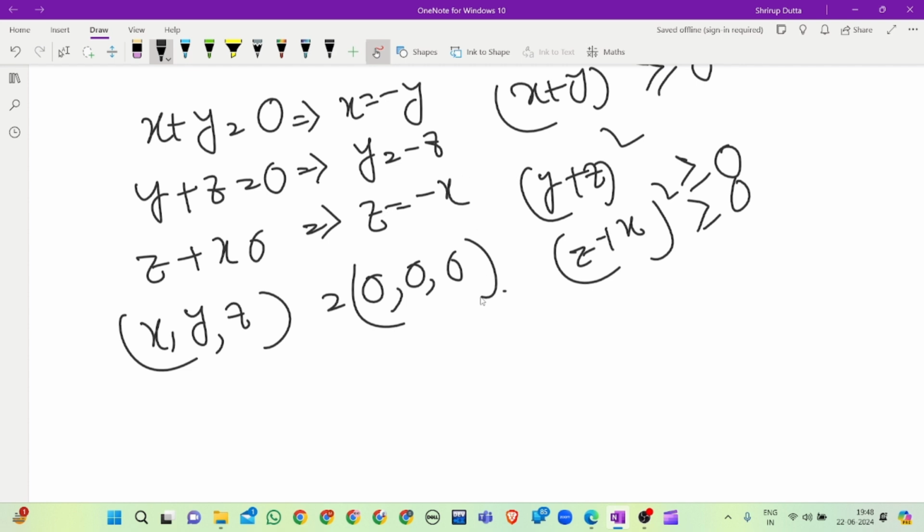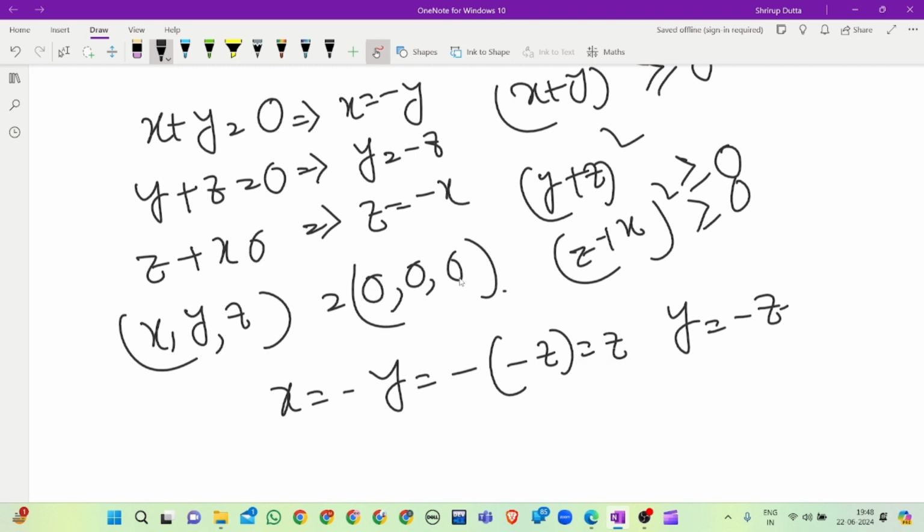Let us check this. x equals minus y and y equals minus z, so minus of minus z equals z, and z equals minus x. So x equals minus x, which implies 2x is 0, so x equals 0. This implies y equals 0, and since y equals 0, z equals 0. So x, y, z are all 0.